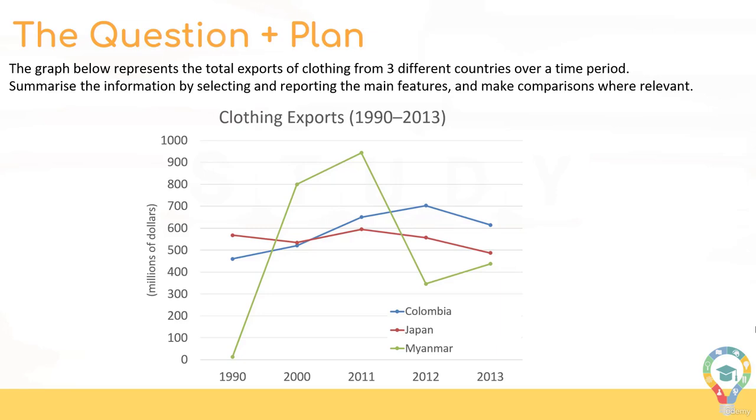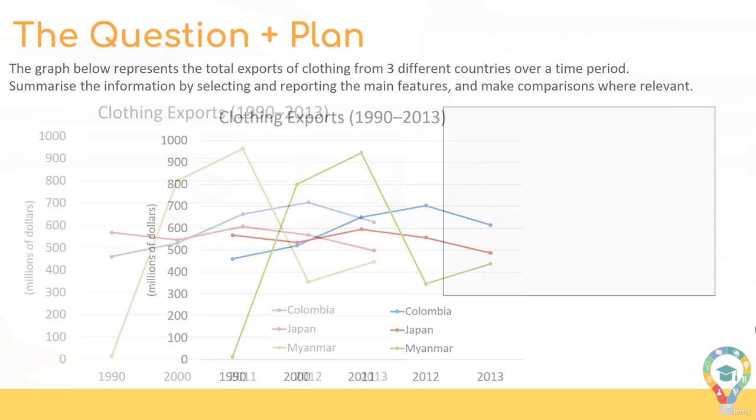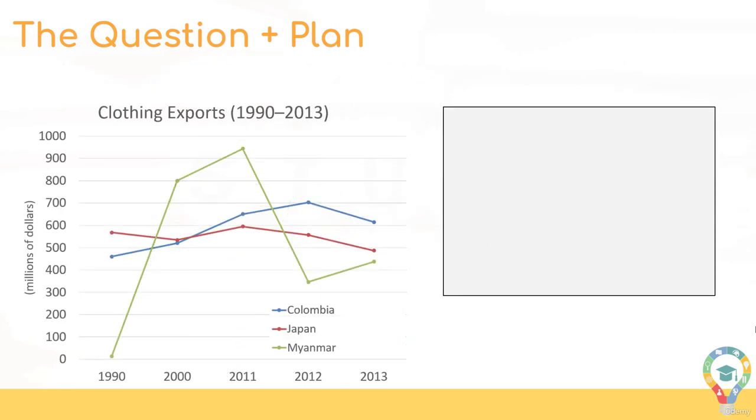From just taking a quick snap look at this data, the big thing that stands out is Myanmar, which has gone from 0 in 1990 and sprung up all the way to 800 to plus $900 million. That's just taking a very quick glance at the data we've been shown. So once again, we now need to think about creating our plan.